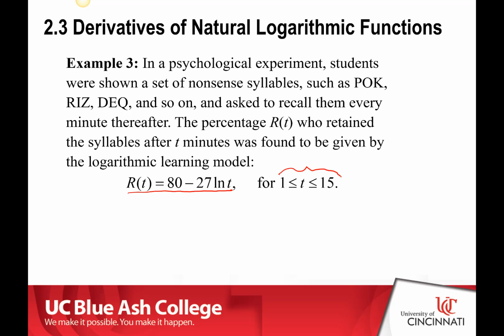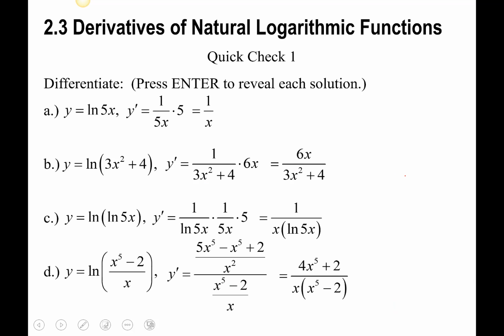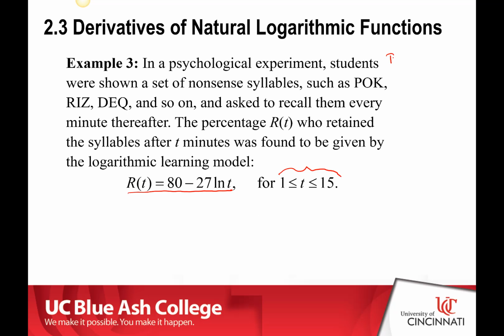They mean something. In this case, could we start at time 0 to see what the retention rate is? No. We can't start any lower than 1. And we could take a look at this. If we tried to evaluate this function at 0, we're going to have 80 minus 27 times the natural log of 0. What's the problem with that? Natural log of 0 is undefined. Okay, natural log of 0 does not exist, so there is no value that exists at that point.